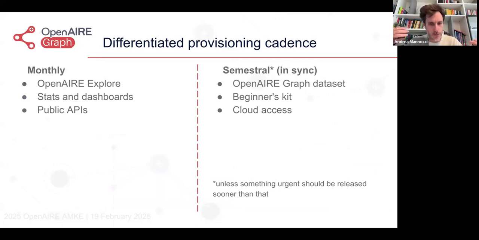We recompute all the stats that feed the dashboards and the public APIs. But on a semestral basis, we do three other things which are covered in this presentation: the OpenAIRE Graph dataset, the beginner's kit, and cloud access. And we are doing that from this month in sync. It usually happens at the beginning of the year, so in January, and around summertime, unless something urgent is on the way and we really need to go for a yearly release.